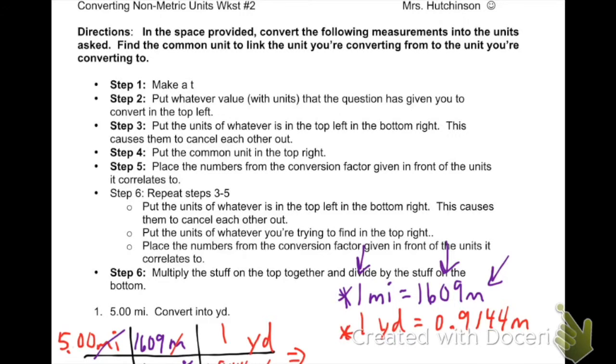So we've got 5 times 1609 times 1 divided by 1 times 0.9144. And we come out with an answer of 8798 yards. If you used different conversion factors, it might be something slightly different, but it should be very close to this. Rounding to the appropriate significant figures, we need 2, that's a lie, we need 3 significant figures.